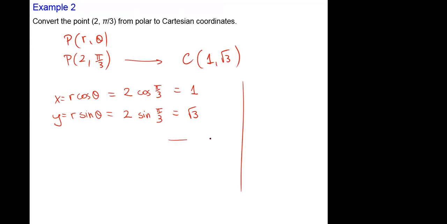And we may check if this is correct, because 1 and square root of 3, it's more than 1, it's somewhere here. And this looks like a point in the first quadrant, because that's 60 degrees. And if we compute from the Pythagorean theorem, the distance is definitely 2. Okay, that means that's definitely true.